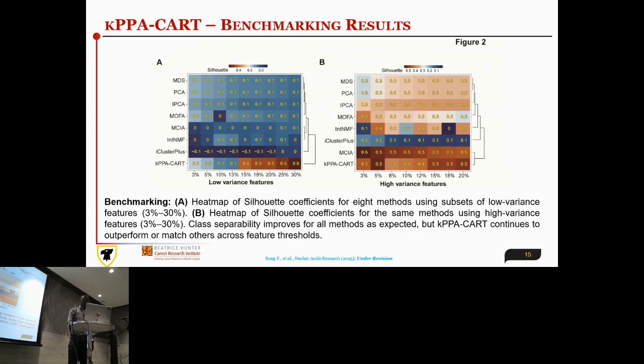So as you can see, KPPA is performing way better than everything else at variance levels of 15%. So 15% of the lowest variable signals. At high variable signals, of course, it also performs well. There are some methods here that have got issues.